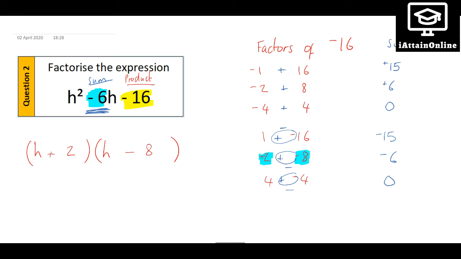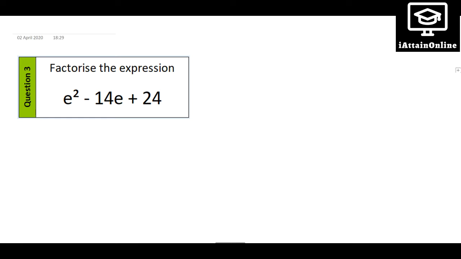It is also worth noting that h plus 2, h minus 8, you could write it the other way round. That's absolutely fine, that's equally as acceptable. Okay, two more examples. So the signs are really important here. I didn't mean to do that. Let's rub that out. The signs are really important here.